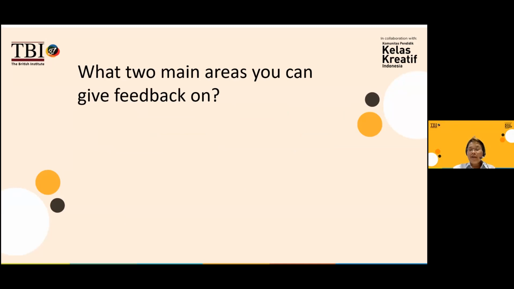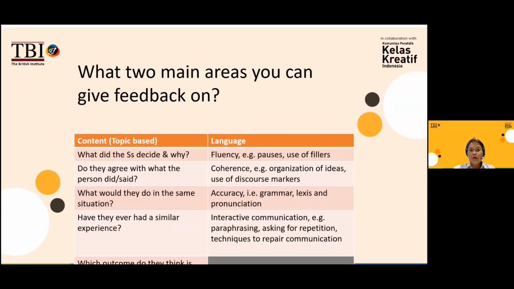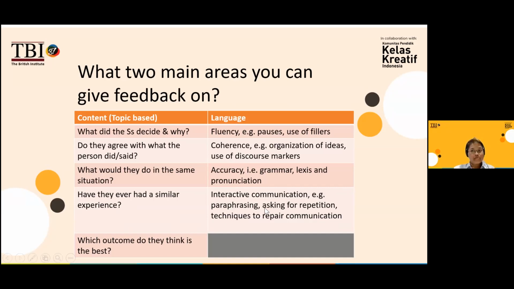So what two main areas can you give feedback on? What are the two main areas? Content and accuracy. Very good. Yes, content and language. In terms of content, you can ask questions to find out about the students' interests, or maybe they've got different ideas. So anything about their own ideas.